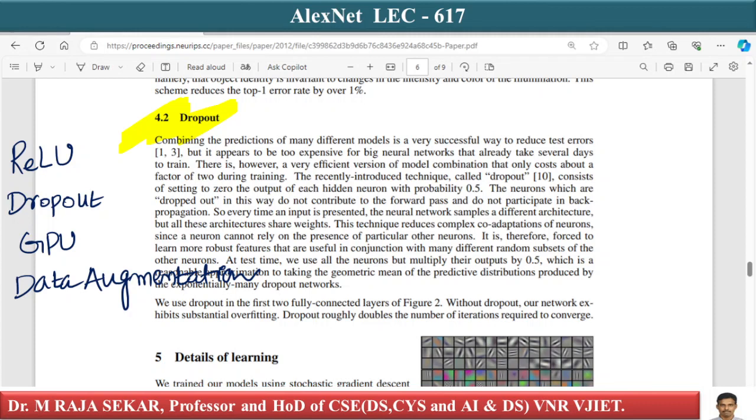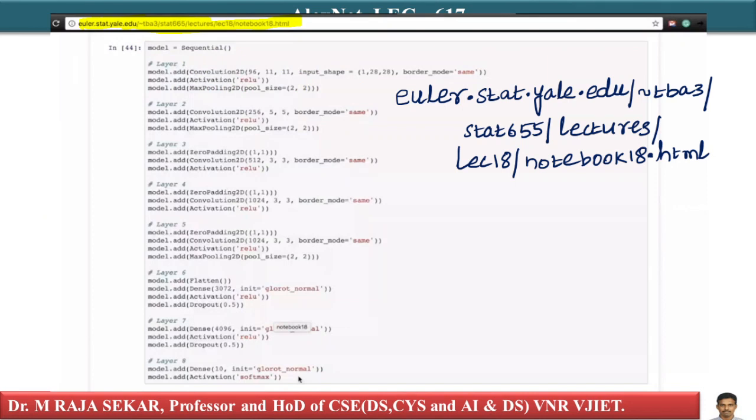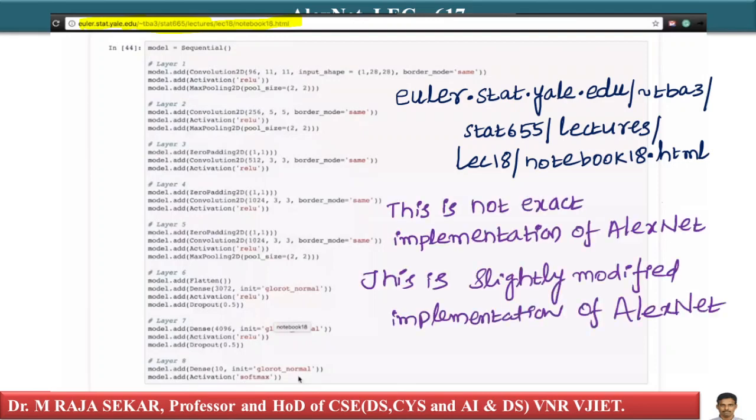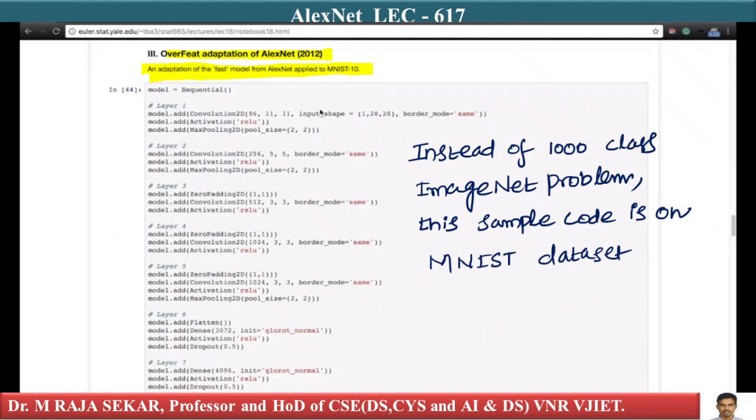It also points you to some code written by students. I think it is lecture notes from the statistics department at Yale University, where they taught this. Please note that this is not an exact implementation of AlexNet. This is a slightly modified implementation of AlexNet. Instead of the 1000 class ImageNet problem, this sample code is on the MNIST dataset.